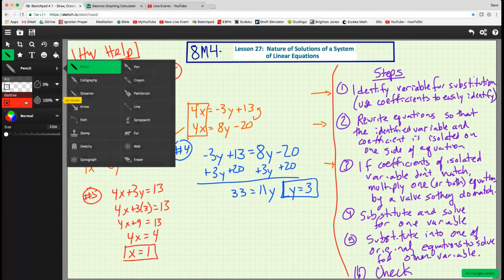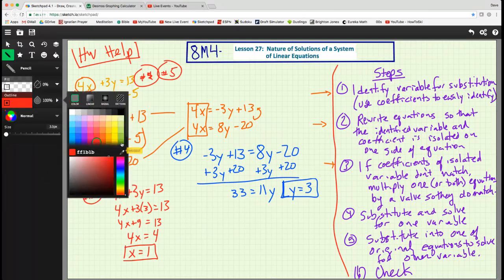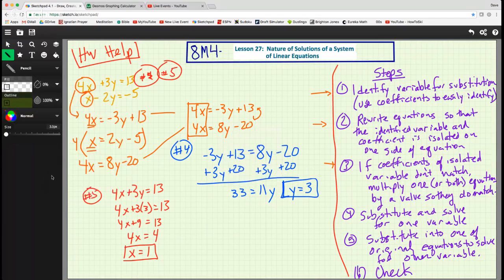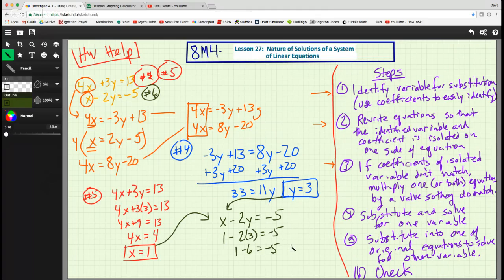Now step 6. Step 6 we'll do in green. And we'll use this equation. So now we're going to take our y and our x, and we're going to see what happens. We want to make sure that this thing is still true. This thing better be true, or we have not solved this correctly. So does 1 minus 2 times 3 equal negative 5? Does 1 minus 6 equal negative 5? And the answer is yes.